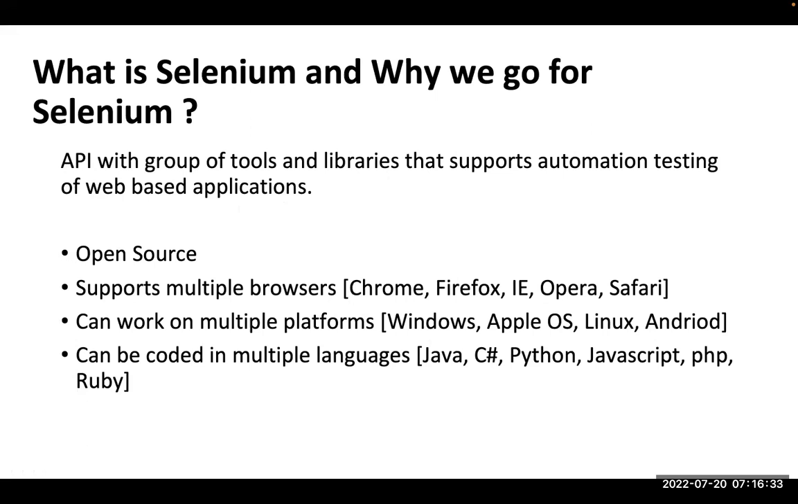And what does Selenium mean? It is an application programming interface which comes with multiple tools and libraries. We will discuss these tools and libraries going forward. So Selenium will be able to automate only web-based applications. Any desktop application cannot be directly automated using Selenium. We'll see how we can do that as well. As of now, this is what Selenium means.